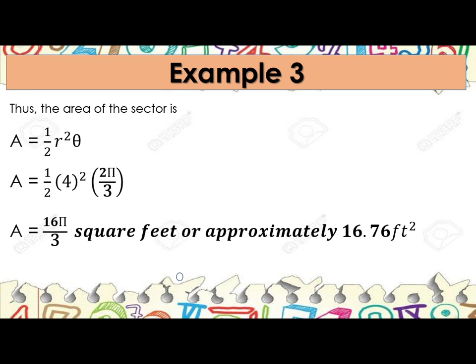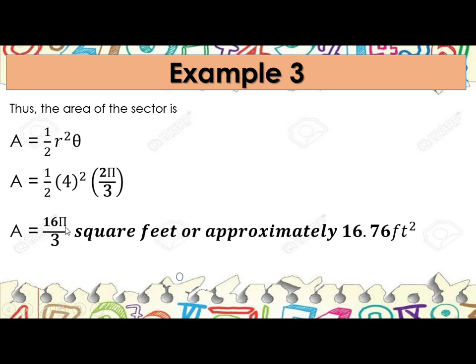So we have here 16. As you can see, what is 4 times 4? For 4 squared times 2 pi, we have there 2 pi over 3. Then divide it by 2, because we have there 1/2. So we have to divide that by 2. The resulting value will be 16 pi over 3.